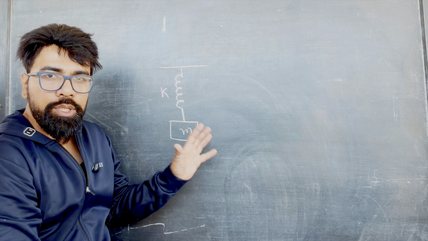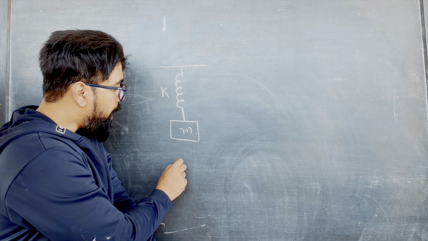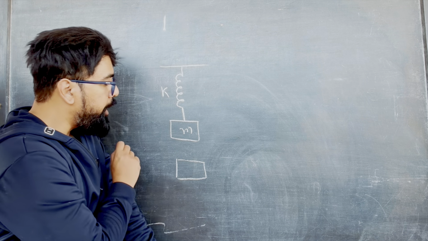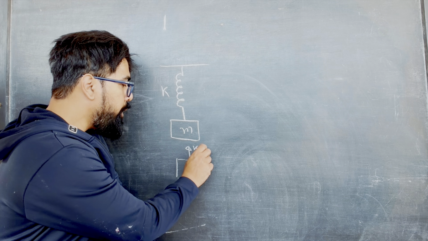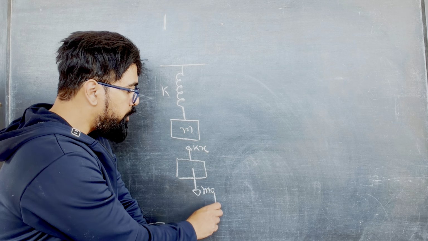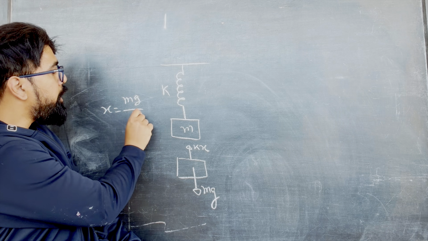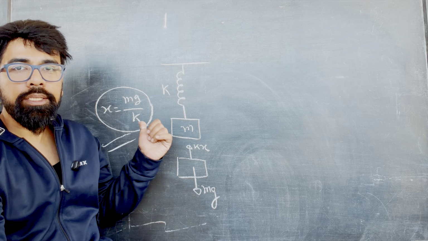Many students will think that the maximum elongation occurs where the net force on the block is 0. So they will take the spring force kx equal to mg, the vertically downward force, and balance these two forces. So you get x equal to mg by k, and this will be in the options, and many students will think that this is the answer.